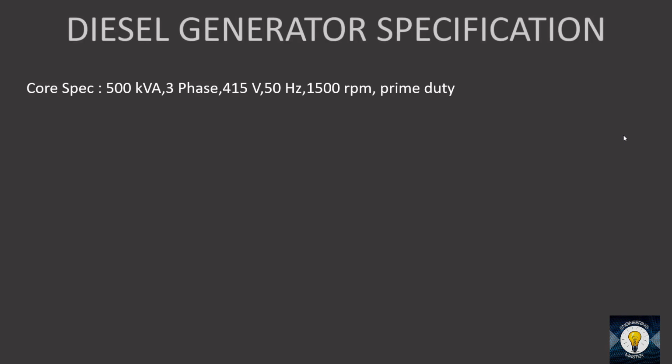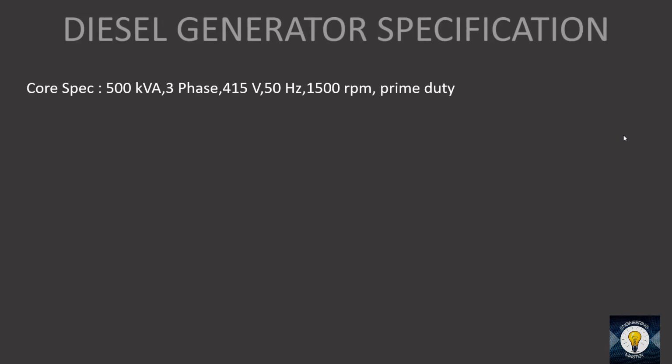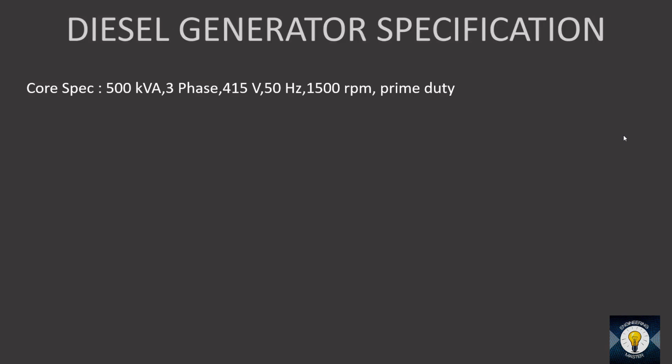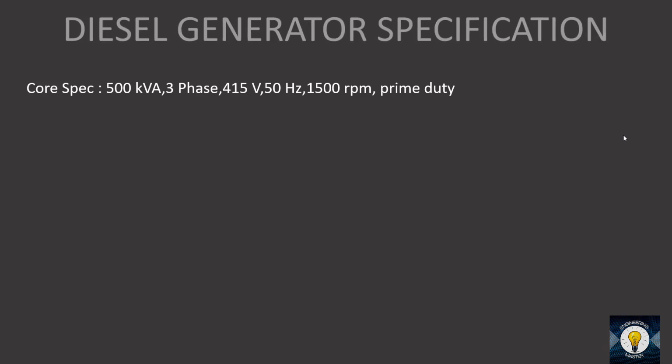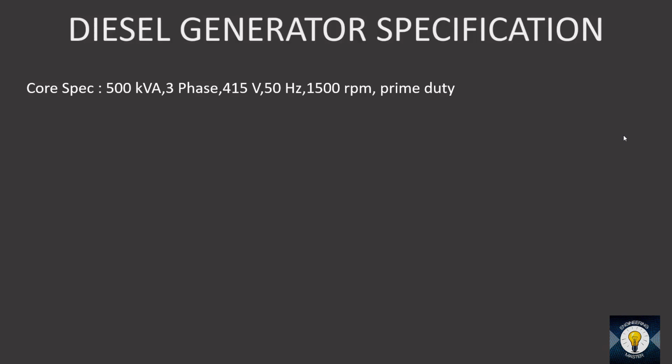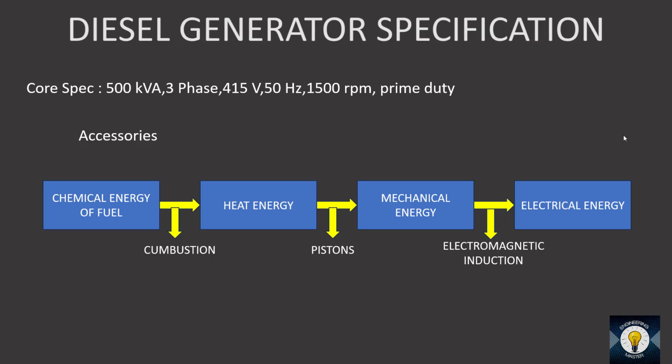So our core generator spec elaborated to 500 kVA, 3-phase, 415 volt, 50 Hz, 1500 RPM, prime duty generator. We need a prime duty generator because in our project scenario, the power outage is common. So we are selecting generator prime rating as 500 kVA or prime duty generator as 500 kVA. Then we have to further elaborate our specification.